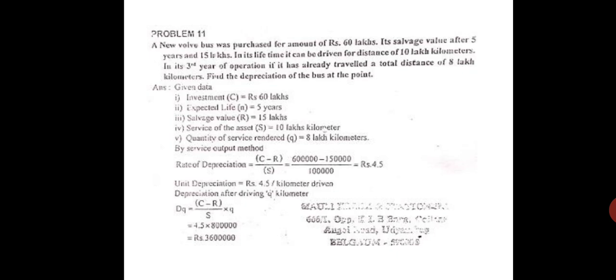A new Volvo bus was purchased at the amount of 60 lakhs. Its salvage value after 5 years is 15 lakhs. In its lifetime, it can be driven for a distance of 10 lakh kilometers. Find the depreciation of the bus. Now, see here, initial investment is 60 lakhs, life N is 5 years, salvage value R is 15 lakhs. Service life of the asset is 10 lakh, meaning totally you can run the bus only for 10 lakh kilometers. So that is the life.